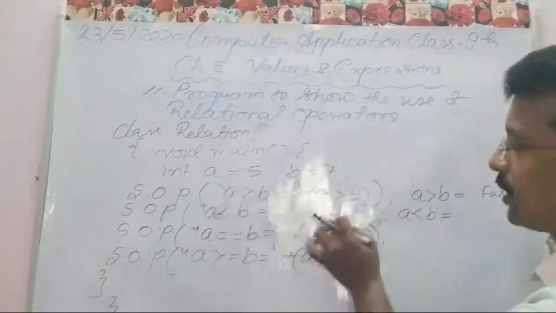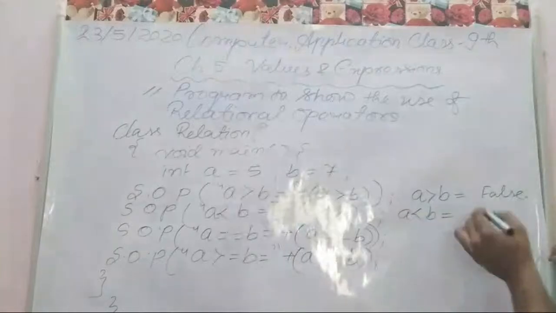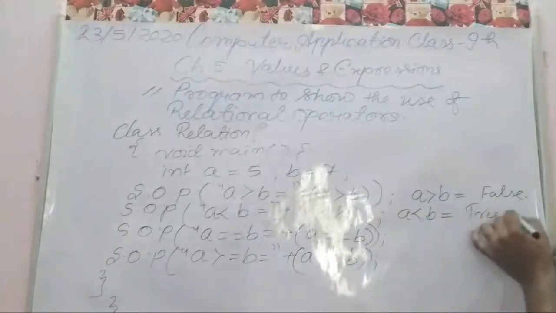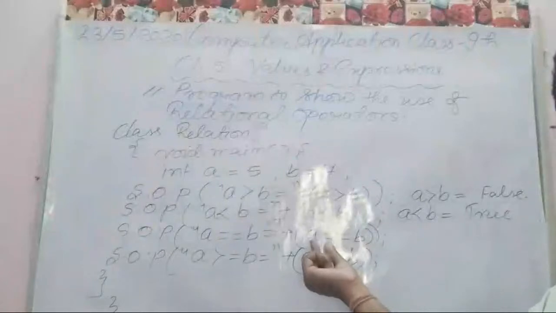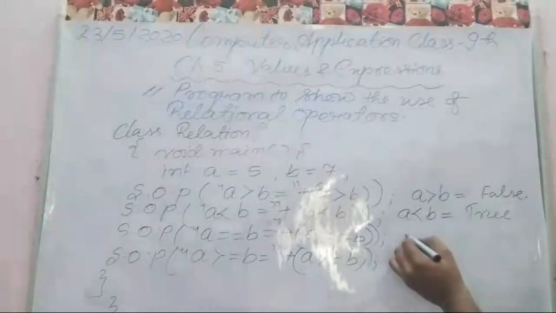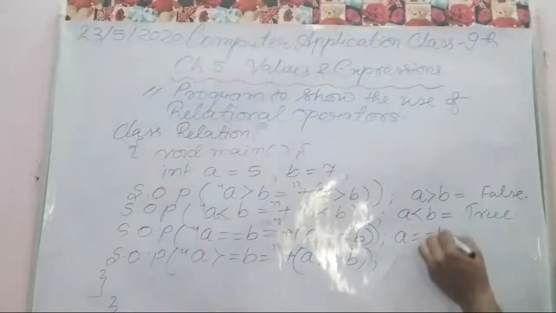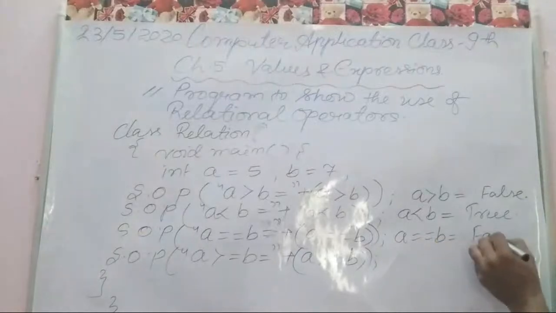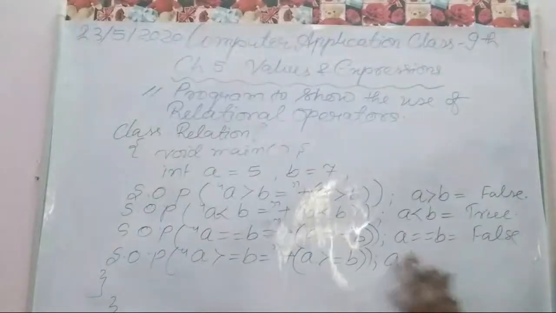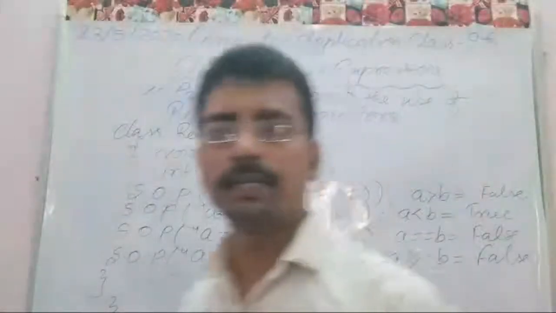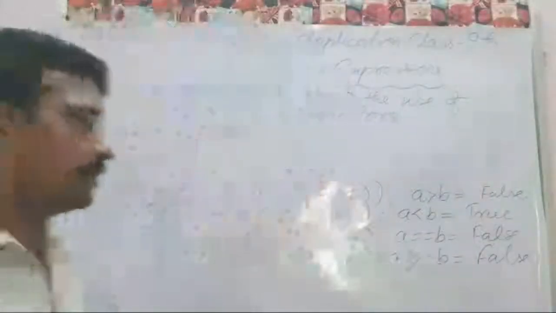5 will be called here, 7 will be called here. 5 will be lesser than 7, so the answer will be true. Same way, 5 will never be equal to 7, so it will display the result false. Then a is not, so this way your result will be displayed. So you can perform this operation and check the working of relational operators. So this way you will be very sure.